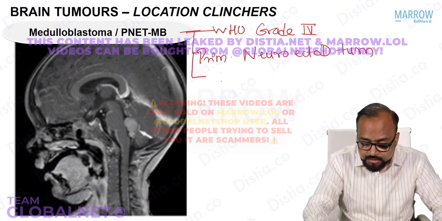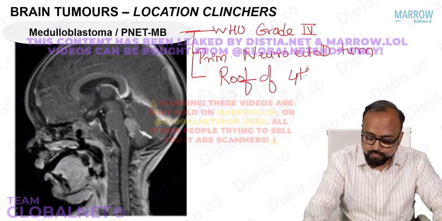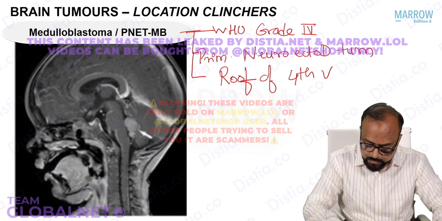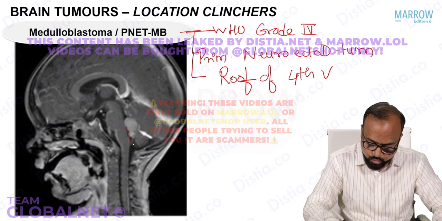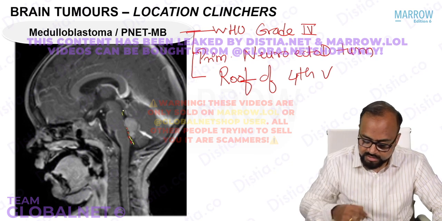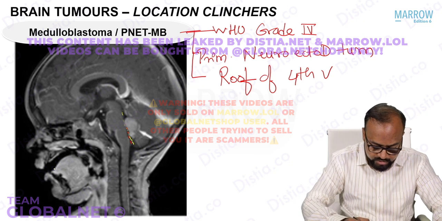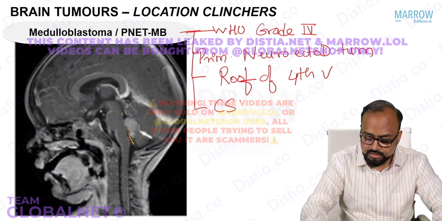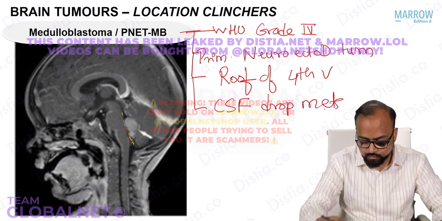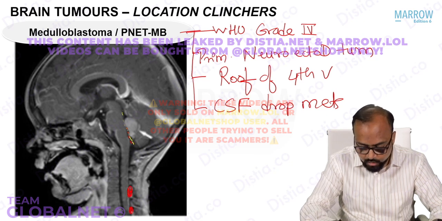Now it arises primarily from the roof of the fourth ventricle. Remember, there is a clear plane which is visible between this tumor and the floor of the fourth ventricle. See, it is arising from the roof of the fourth ventricle. It is an aggressive tumor. Why? Because it can show CSF spread, CSF drop metastasis. So from here it can drop down and create a deposit along the spinal cord.